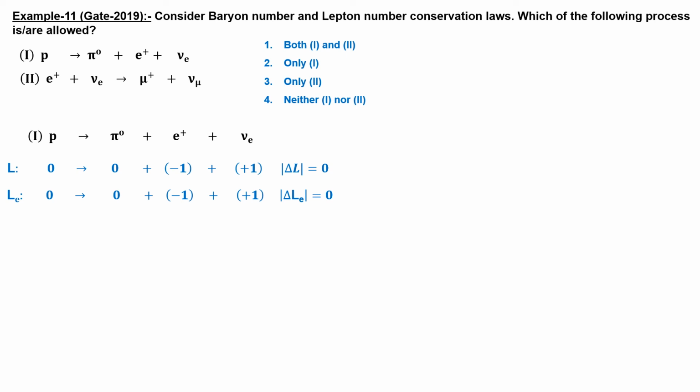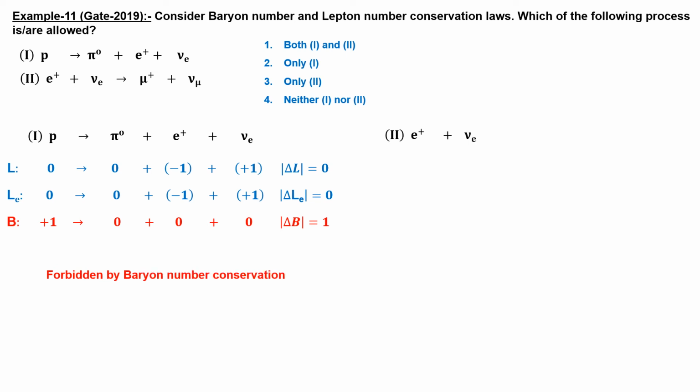Talking about the baryon number, in this reaction, the proton is the only baryon particle, having baryon number +1, while for the rest of the particles the baryon number will be 0. As you can see, baryon number is not conserved in this reaction. Now let us verify both these conservation laws for the second reaction.